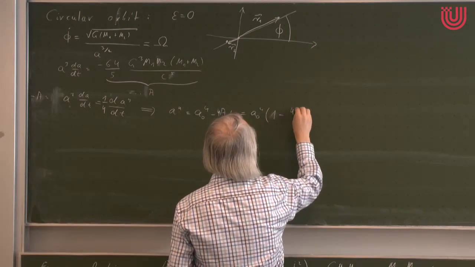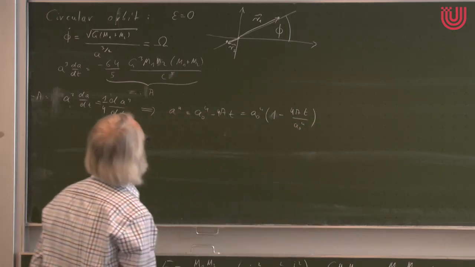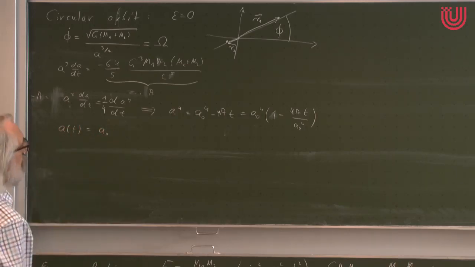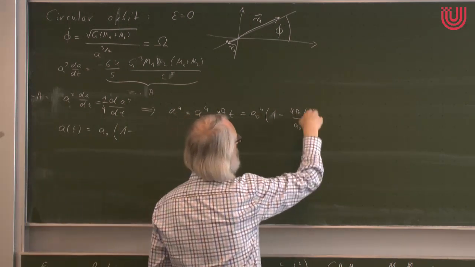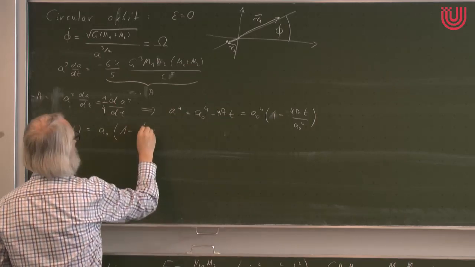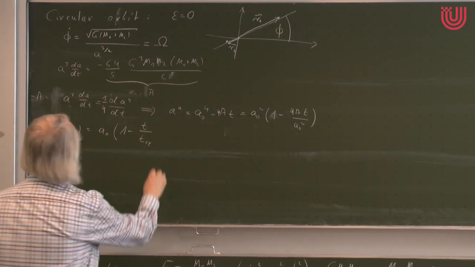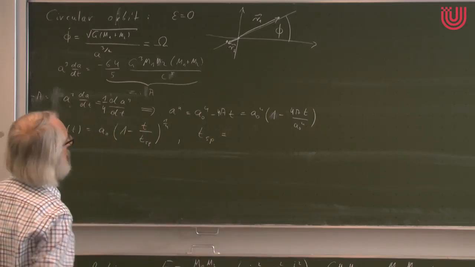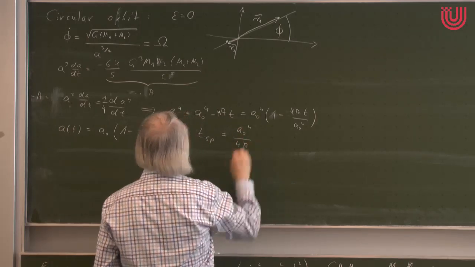Then I have 1 minus 4t over a naught to the 4. So if I take the 4th root, I get a as a function of t is a constant a naught, some integration constant, and then 1 minus, well, this must be dimensionless, so this factor, a naught to the 4 divided by 4α, must be a time. So I call it t_SP, SP for spiral.